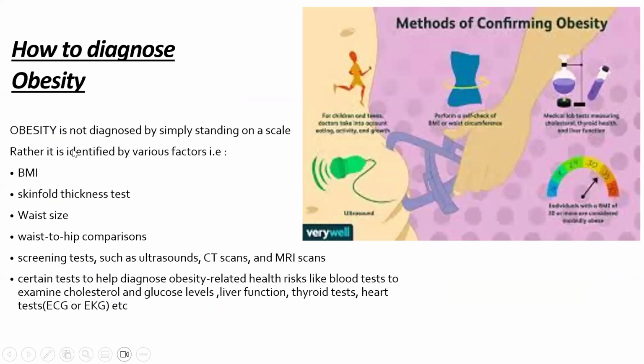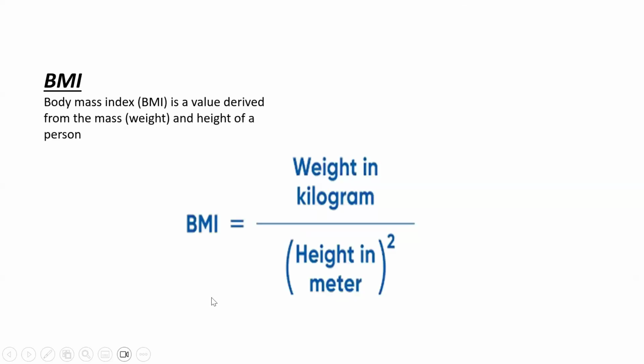Rather, it is identified by various factors that include BMI, skin fold thickness, waist size, waist to hip comparison, screening tests like ultrasound, CTs, and MRIs, and certain tests which help us to diagnose the obesity-related health risks, like blood tests to examine the cholesterol level, glucose level, LFTs, TFTs, and heart tests like ECG.